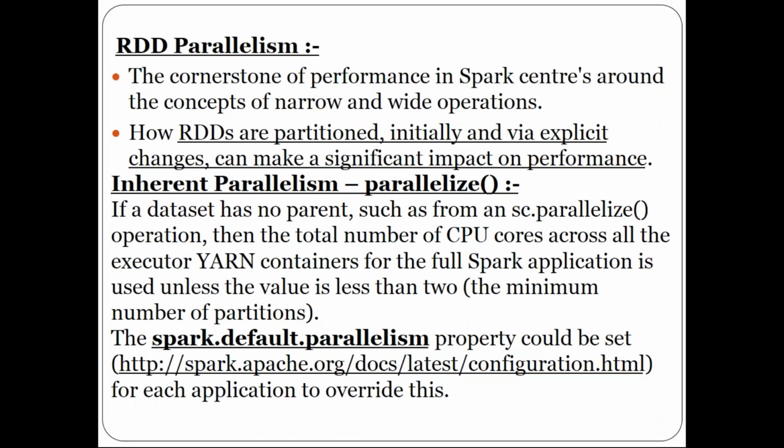These 2 partitions will be using the total number of CPU cores across the YARN containers dedicated for that Spark application. This is called the spark.default.parallelism property. If you want to go deep into that, you can refer to the following document. Let me open that one also. That will give you some information.